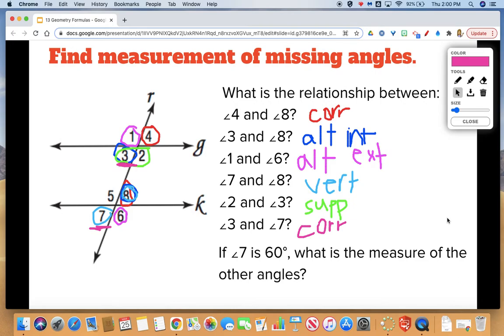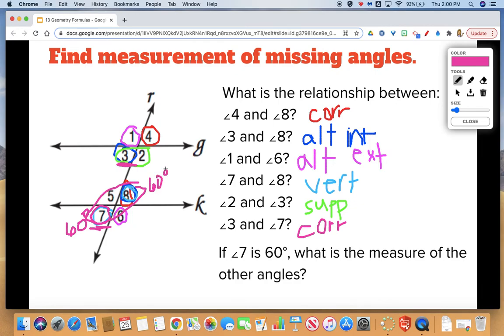If the measure of angle 7 is 60 degrees, what is the measurement of all other angles? Once you know that angle 7 is 60 degrees, you can use your connection between all the other angles to figure out those missing pieces. So if 7 is 60, remember that vertical angles are the same measurement, so 8 must be 60 degrees.